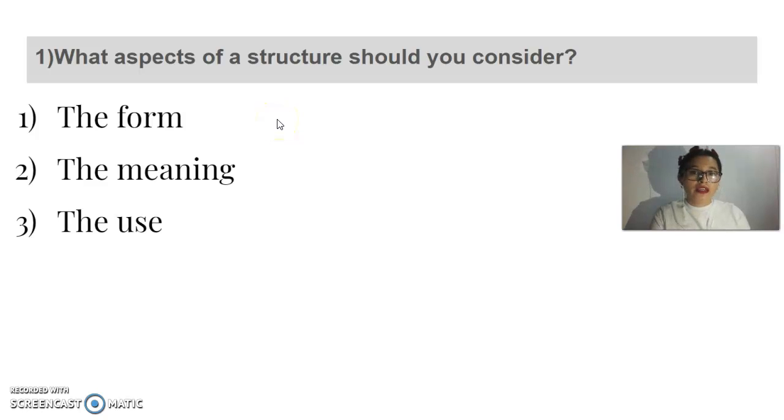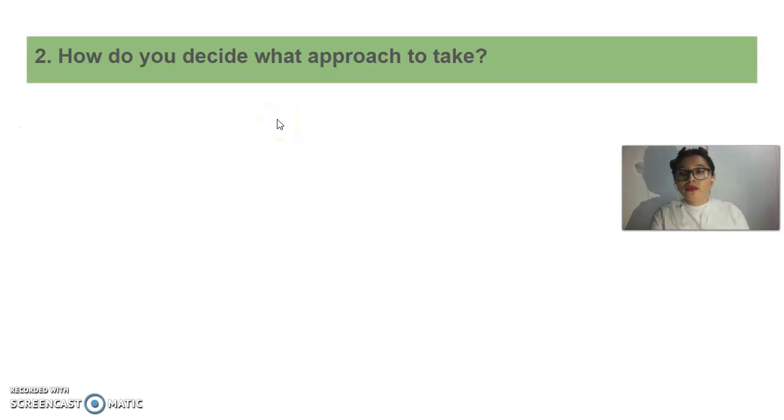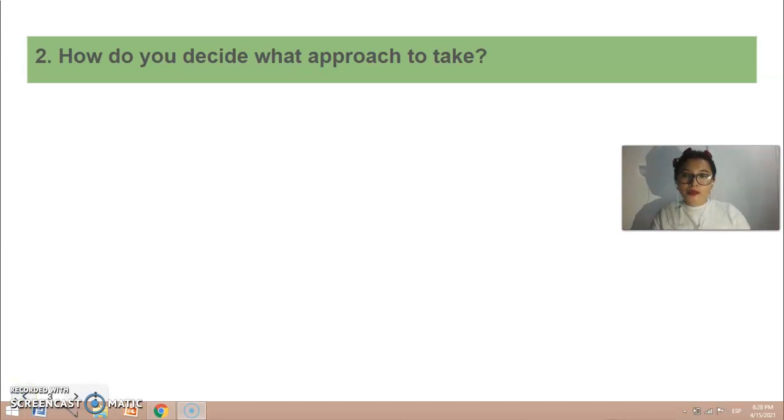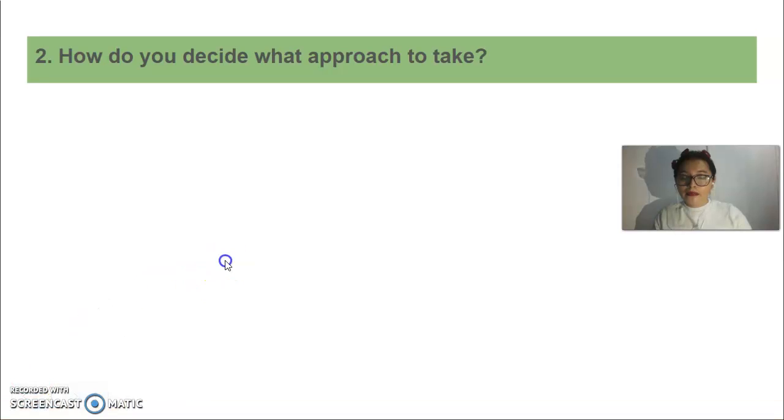Also, we have the question: how do you decide what approach to take? It is important first to consider the attitude that my student has, and the relationship that I have with my student. In this way, I will know which approach I will use in my class. Also, it is important to consider the level that my student has.